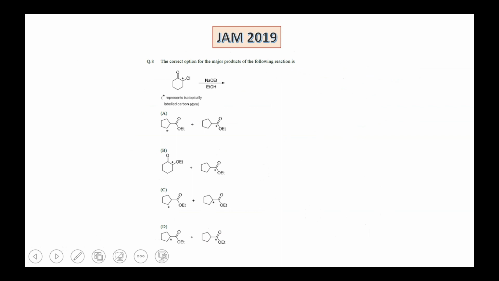The next problem comes from Jan 2019. It corresponds to cyclic haloketones. I have also given videos for cyclic haloketones. If you have any doubts, you can go through that. Here they have given a mechanism with a labeled carbon. The product has a labeled carbon, and depending upon the mechanism, we have to sort out which is the correct labeling. Okay, let us do the mechanism quickly.